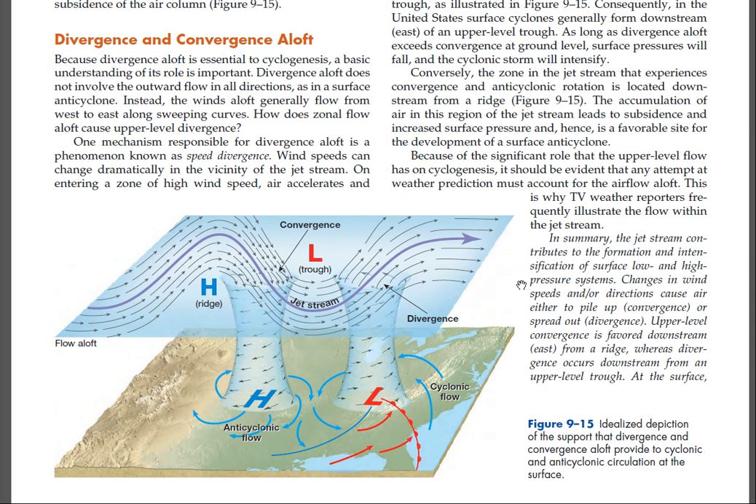Changes in wind speeds and/or directions cause air either to pile up, convergence, or spread out, divergence. Upper-level convergence is favored downstream, east, from a ridge, whereas divergence occurs downstream from an upper-level trough. At the surface, below regions of upper-level convergence, are areas of high pressure, anticyclones, whereas upper-level divergence supports the formation and development of surface cyclonic systems, lows.